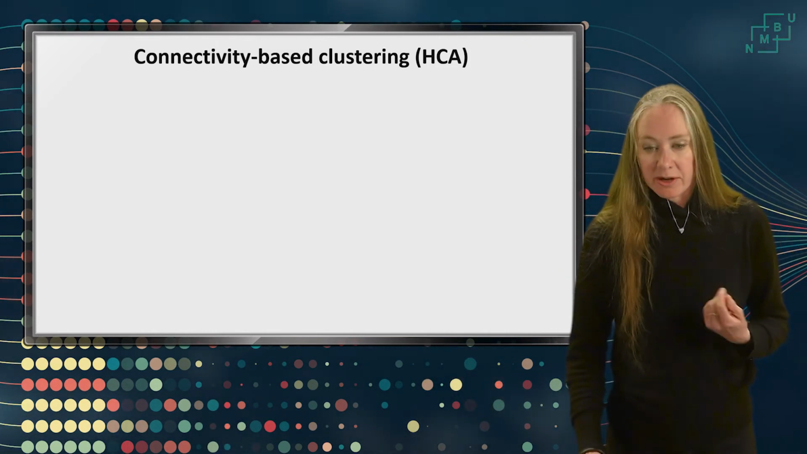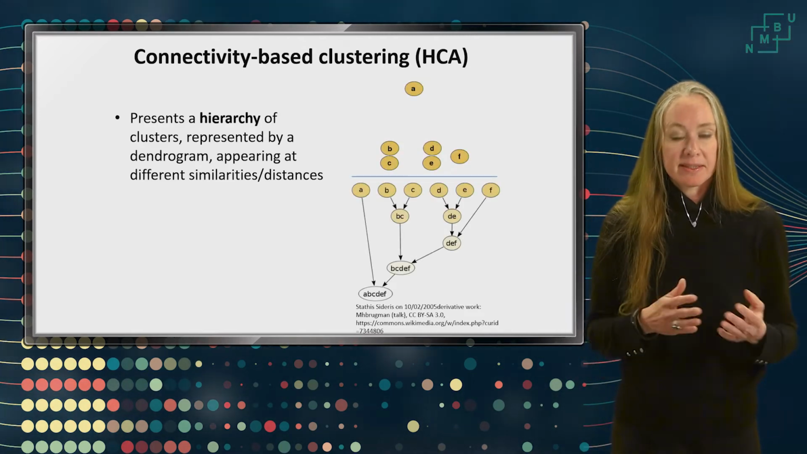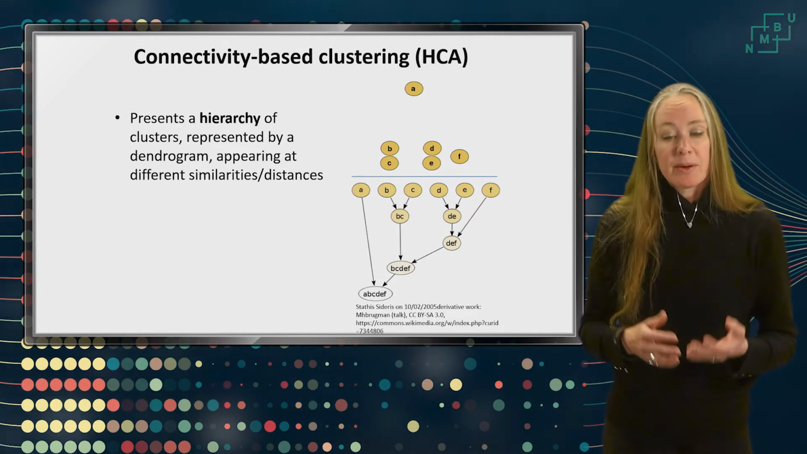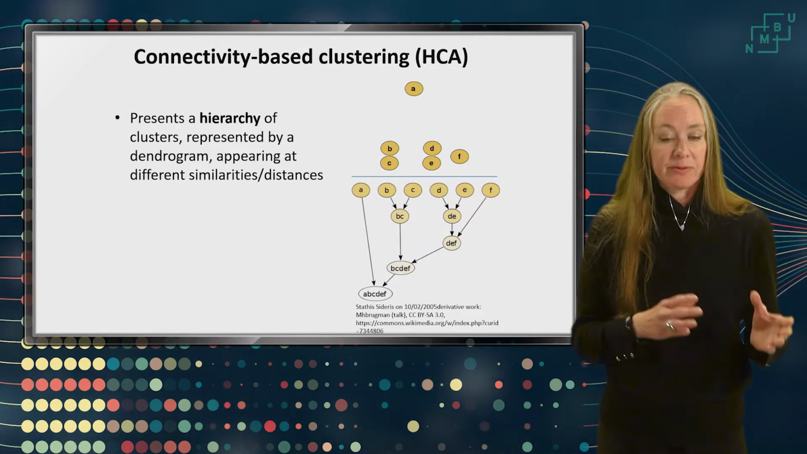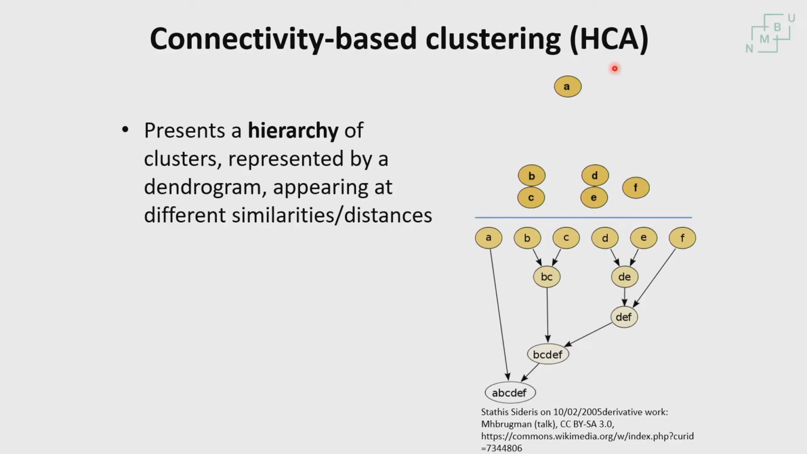Connectivity-based clustering, or hierarchical cluster analysis, presents a hierarchy of clusters represented by a so-called dendrogram, where different cluster solutions appear at different similarities or distances. If we look at these 6 samples here, A, B, C, D, E, and F, we see that A is alone up here, B and C are quite close together, D and E are also quite close together, and F is close to D and E, but further from them than they are from each other.